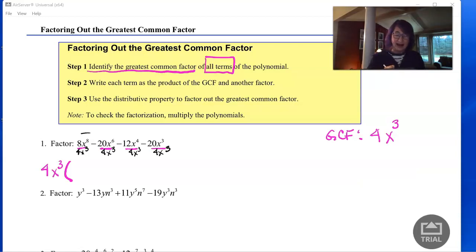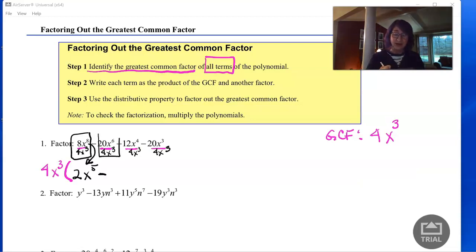And when I actually simplify each of those terms with that greatest common factor, my result is going to go in the parentheses. So 8 divided by 4 is 2. X to the 8th over x cubed, that's using my integer property, quotient with like bases, and so that'll be x to the 5th. I just subtract 8 minus 3. Now I've got my minus.